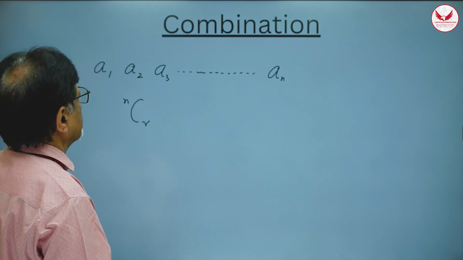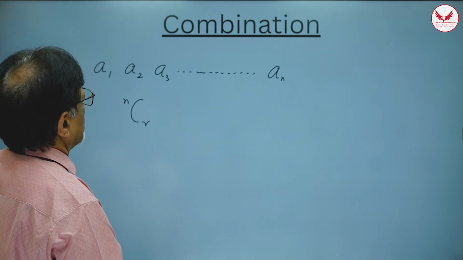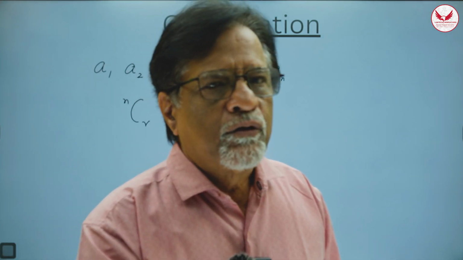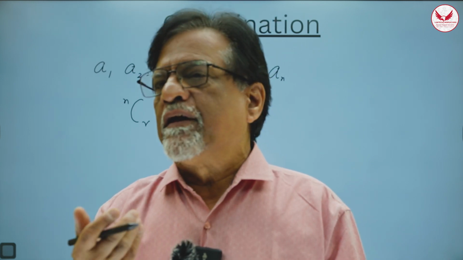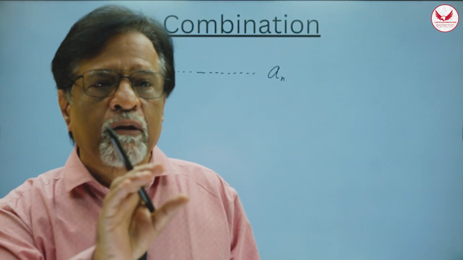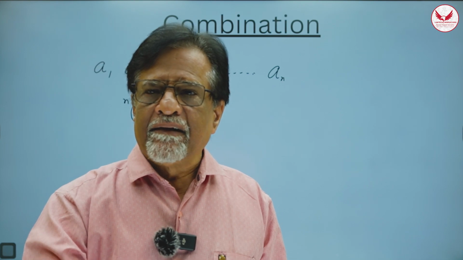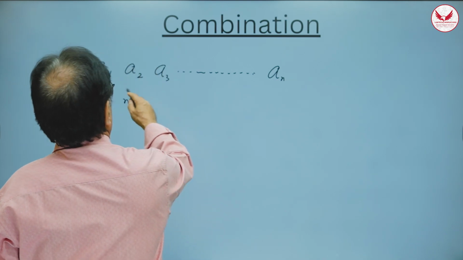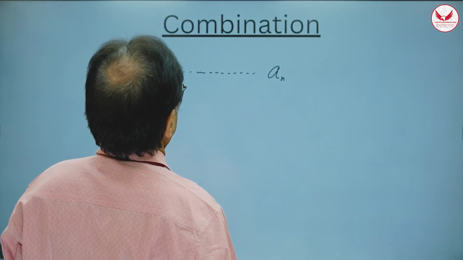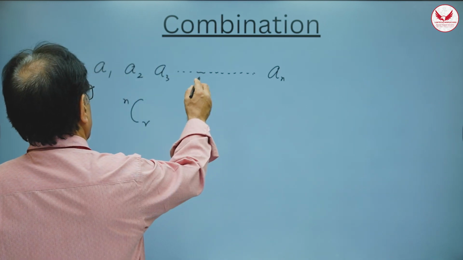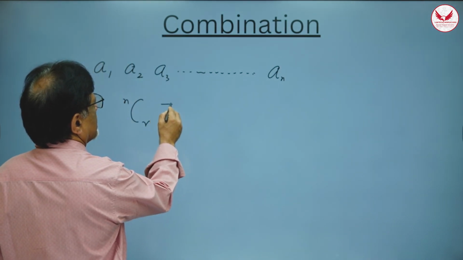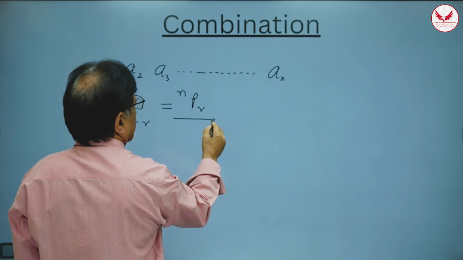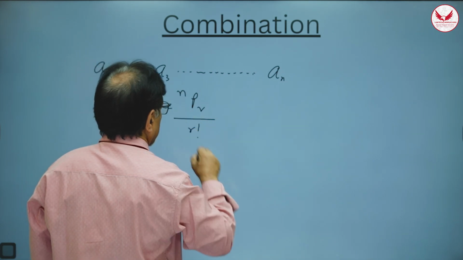Correct? nCr. So if I want to select r objects out of n, those r objects that I am selecting, their order is not important. That means all those r objects will act like only one object. So how many objects are left there? n minus r, right? So for me, nCr is always equal to nPr divided by r factorial.